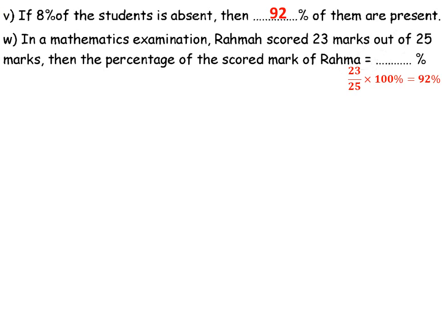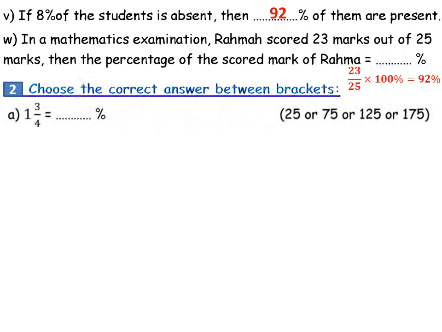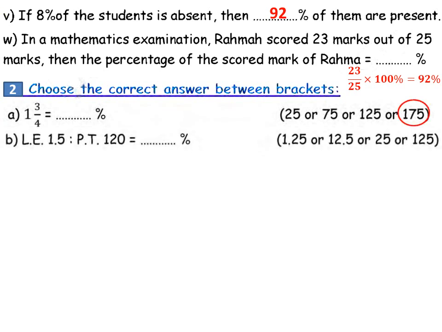23 over 25 times 100% equals 92%, okay? Exercise number 2, choose the correct answer. Letter A, 1 and 3 quarters equals what percent? As we know that 1 equals 100%, and 3 quarters equals 75%, so the total is equal to 175%, okay?